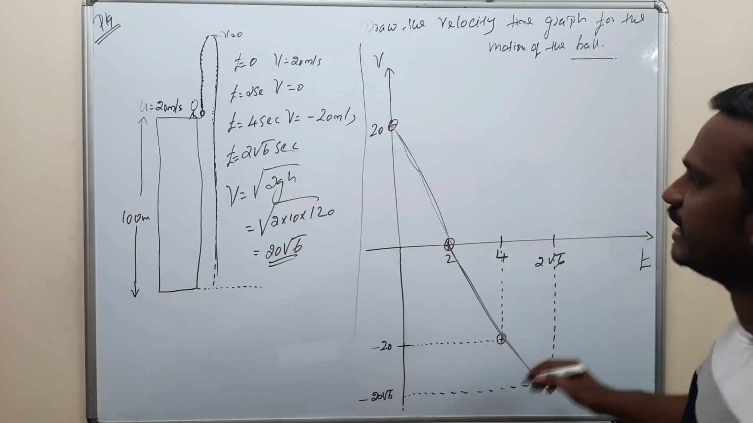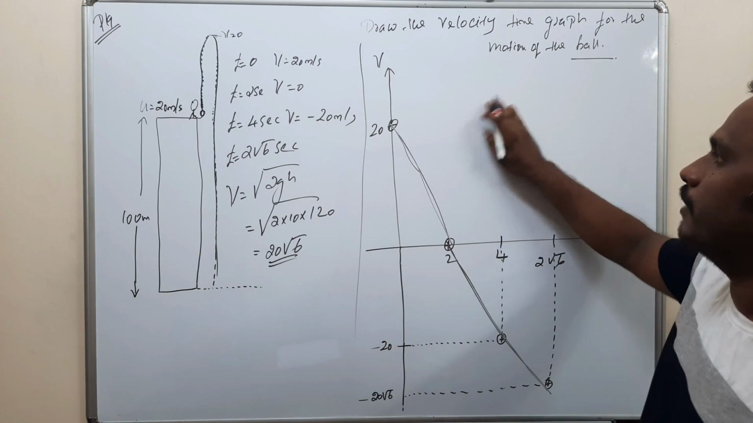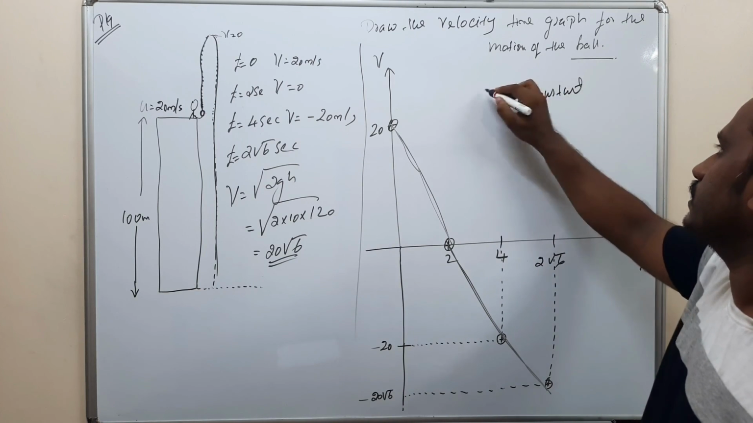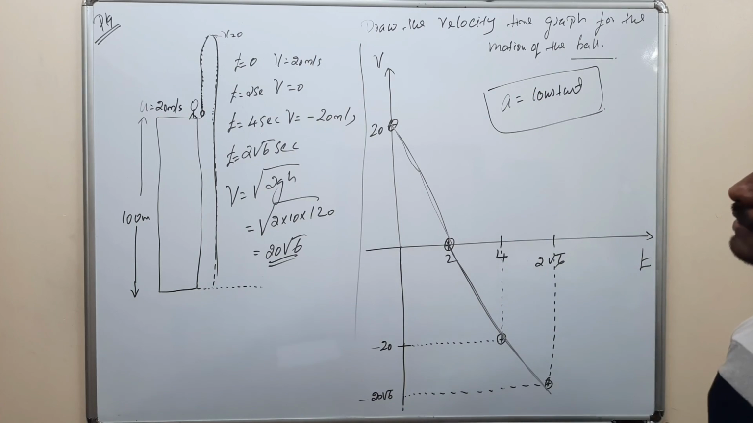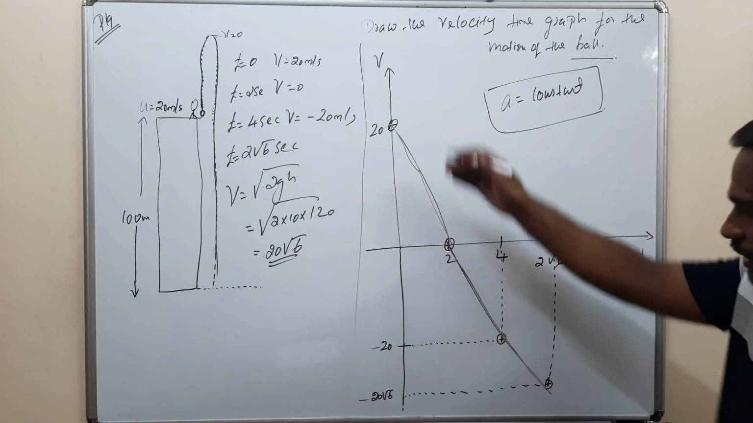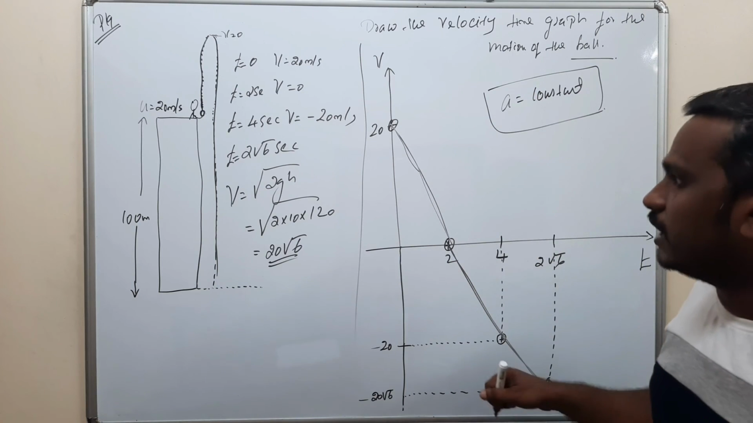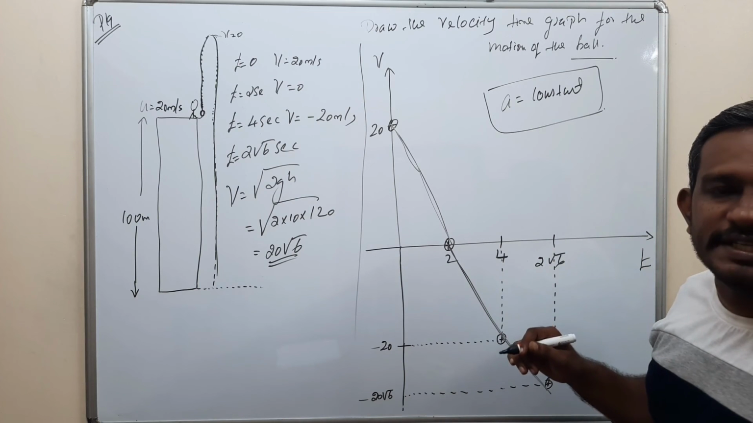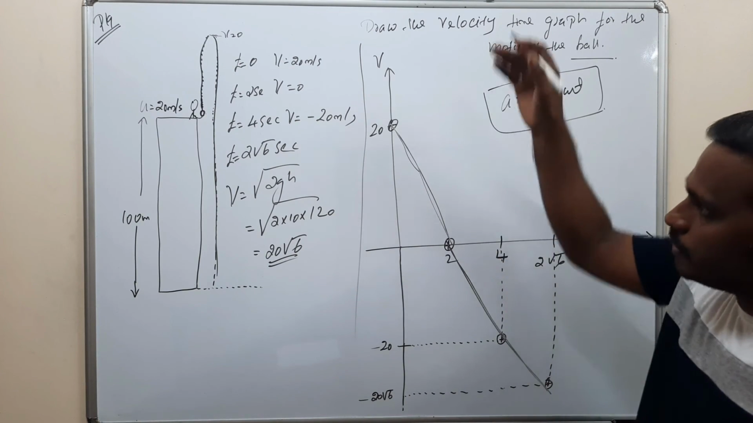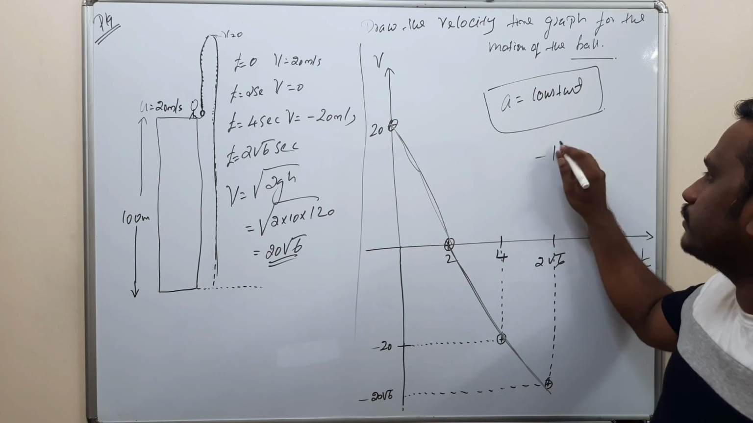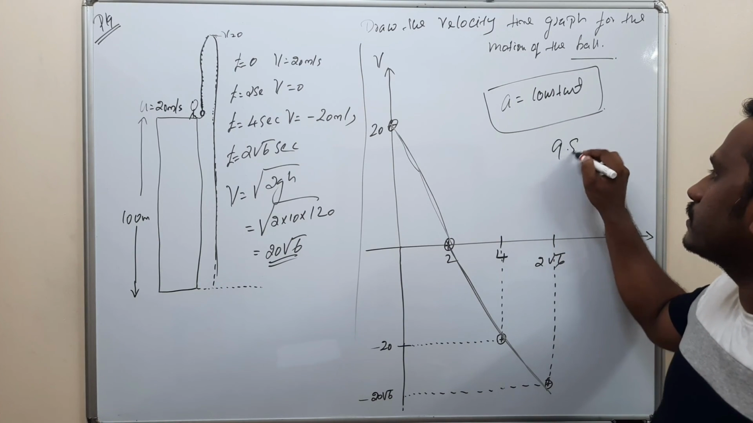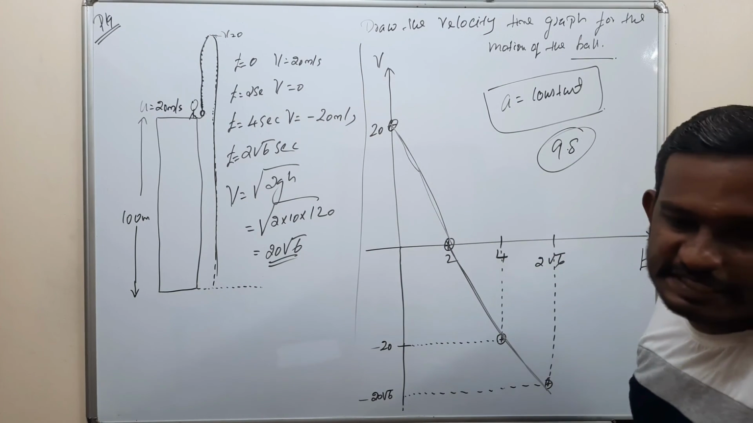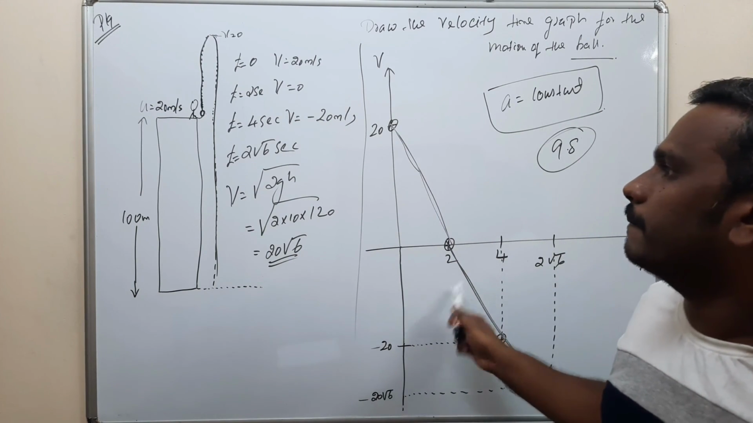Throughout, it is a straight line graph, because the acceleration is constant. When we draw the velocity time graph, we have to consider acceleration, because the slope of the velocity time graph gives the acceleration. Throughout the motion, acceleration is constant, always minus 9.8. So the velocity time graph is always a straight line. Clear?